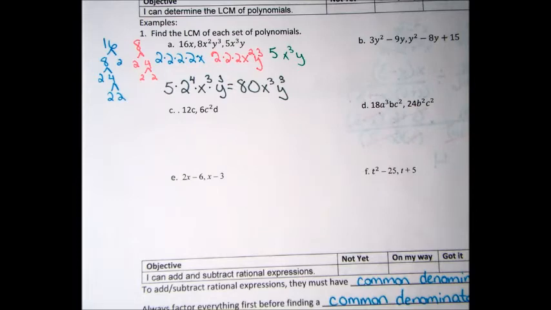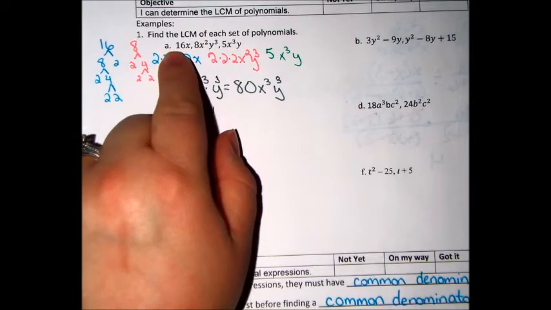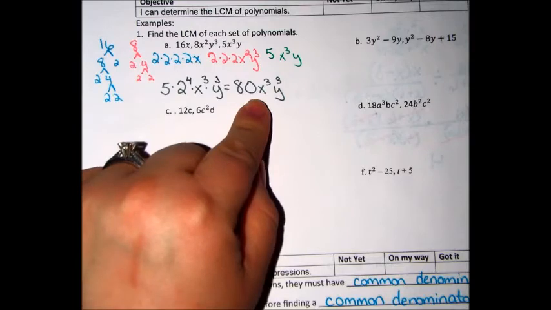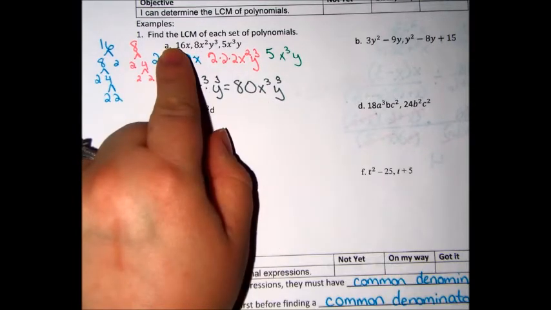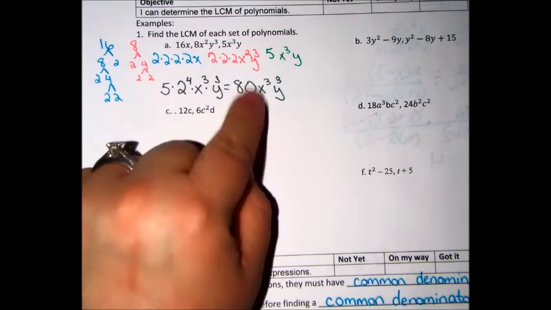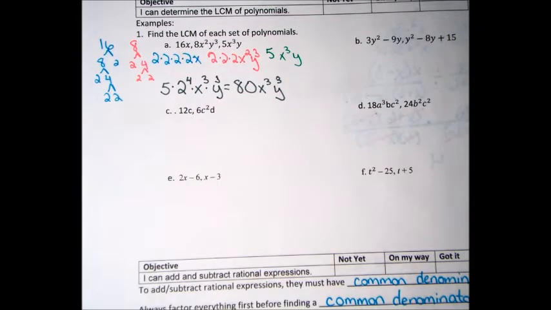That means I can take any of the sets that I started with and evenly divide it into this set. So 80 can be divided by 16, 80 can be divided by 8, 80 can be divided by 5, and the same goes with your variables. Let's do another one that doesn't have pluses and minuses before we jump down to the pluses and minuses.